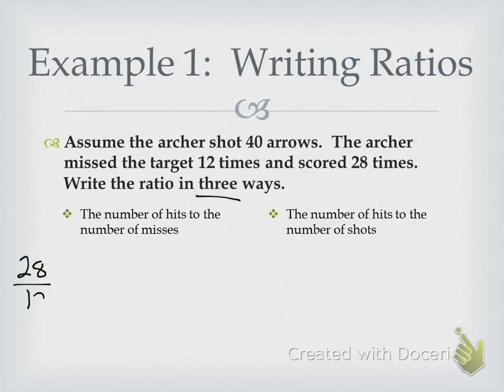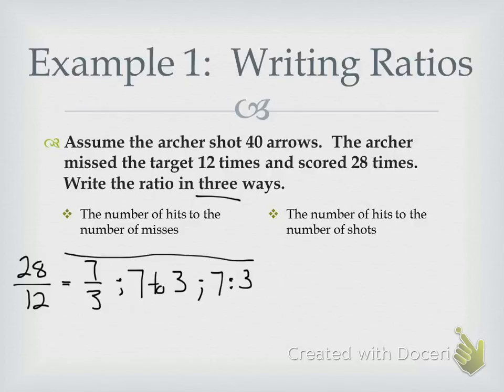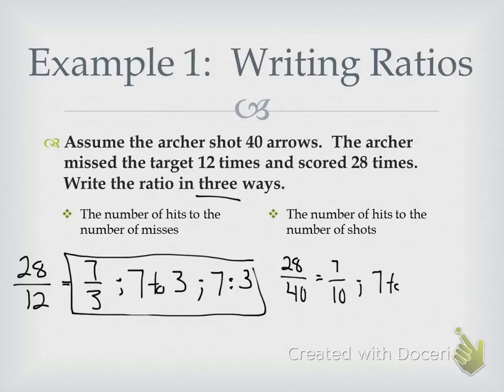All right, so first one, hits to misses was 28 over 12, which reduces to 7 over 3, which is 7 to 3, and 7 colon 3. Okay, and if you wrote the one with the colon first, that's fine. All right, what about hits to shots? 28 over 40, which reduces to 7 over 10, so 7 to 10, and 7 colon 10. All right, and there's my three ways.